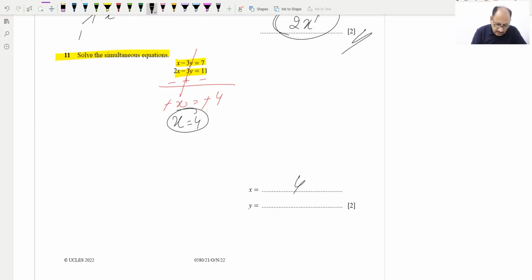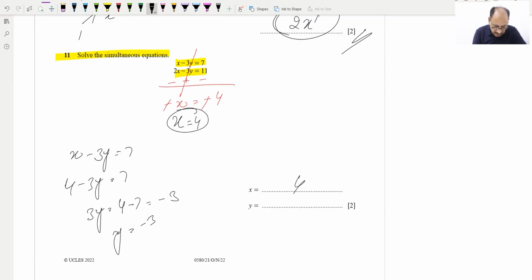We can replace the value of x equal to 4 in the first or second equation. I'm replacing in the first one, so 4 minus 3y is equal to 7. So 3y is equal to 4 minus 7, which will be minus 3. So y is equal to minus 3 over 3, which is equal to minus 1. So minus 1 will be our final answer for this 2 mark question, which is done.